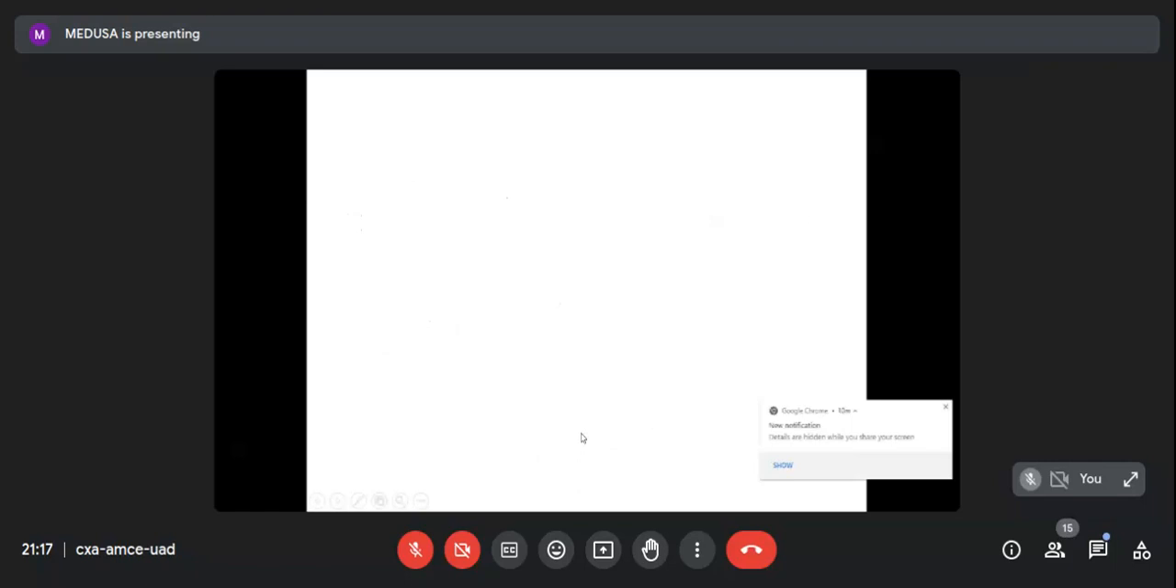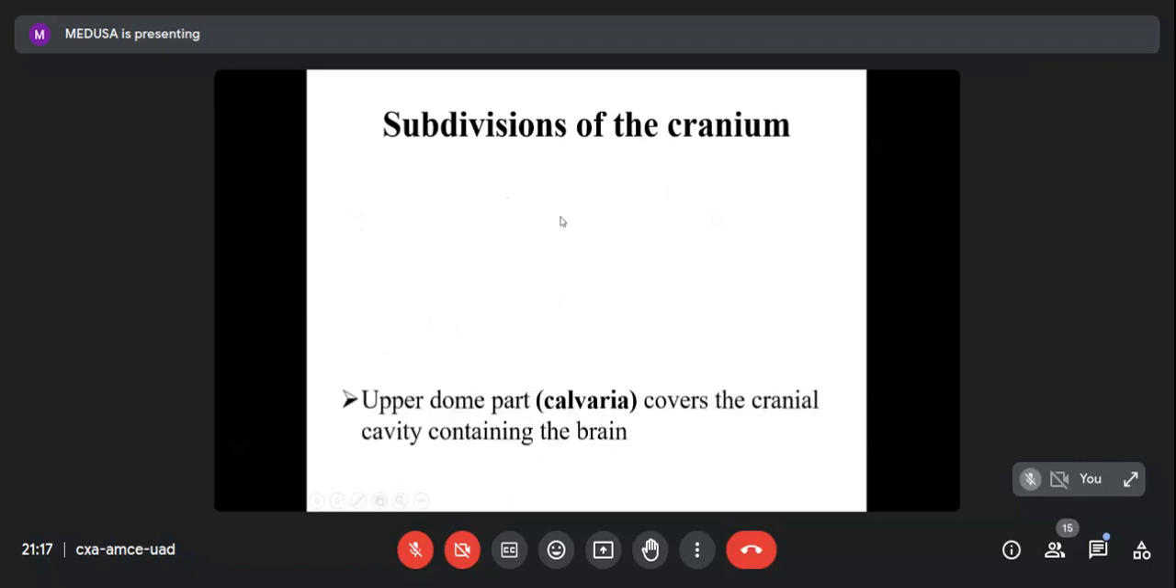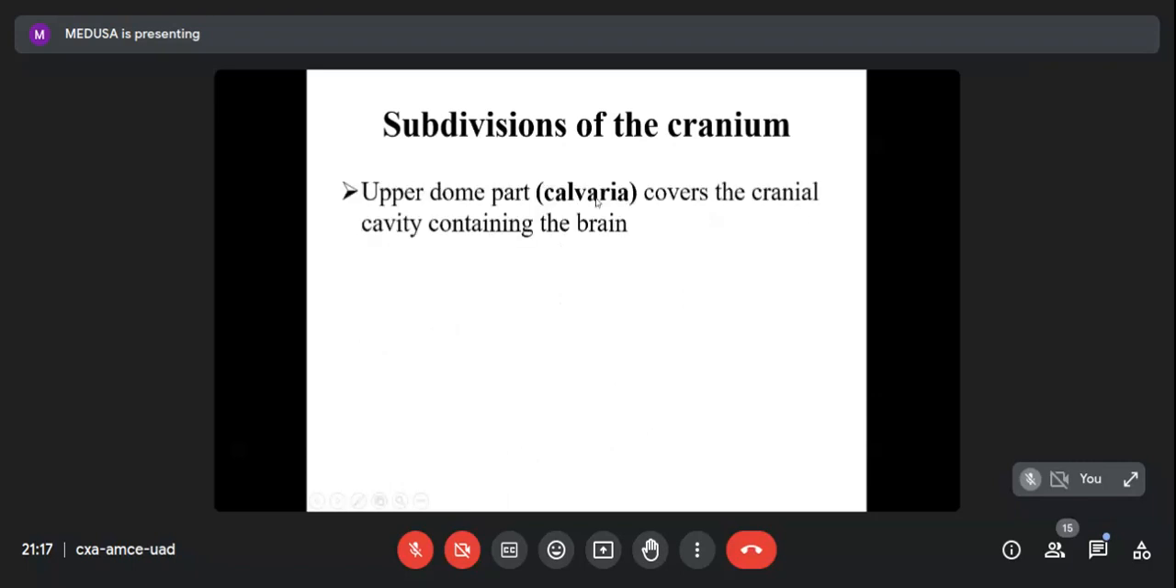Okay. All this I talked about. We need to go to something which is important for today. So, subdivisions of the cranium: we said it has the upper part called the calvaria.